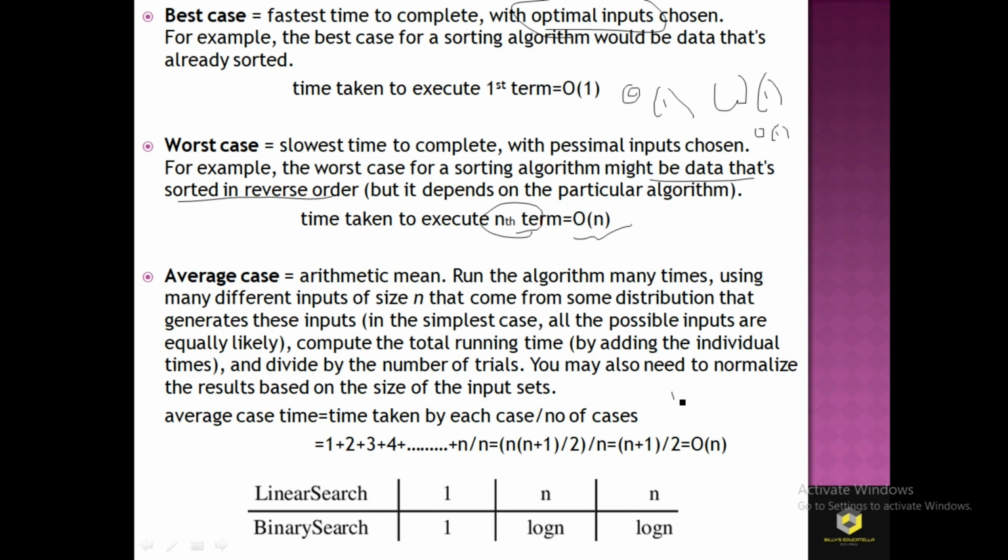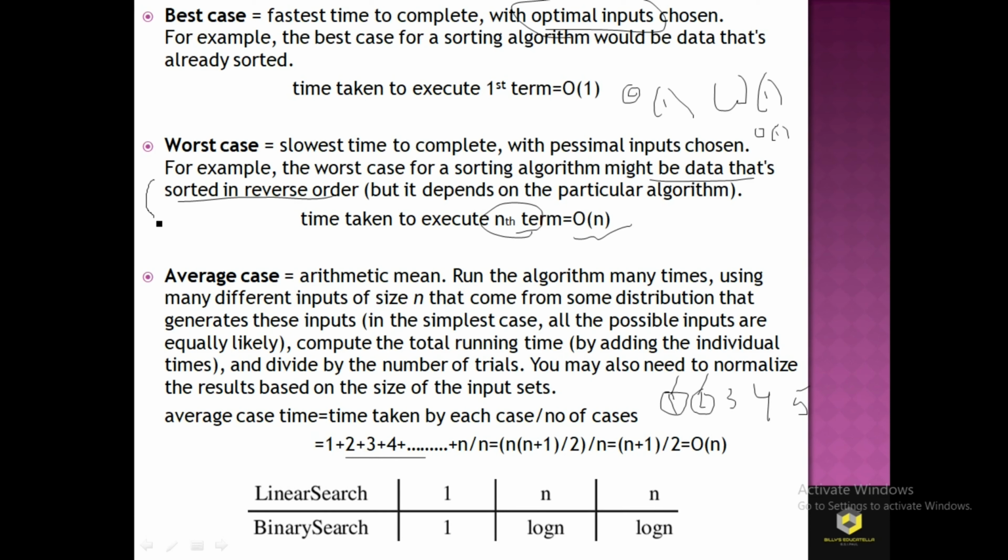If we have 1, 2, 3, 4, 5, the time taken to execute the first term is 1, and the time taken to execute 2 is 2, because after the completion of 1, the 2 must be executed. Similarly for 3. So the time complexity is (1 + 2 + 3 + ... + n) / n. As this is the sum of natural numbers, n(n + 1)/2 divided by n equals (n + 1)/2, which is order of n.